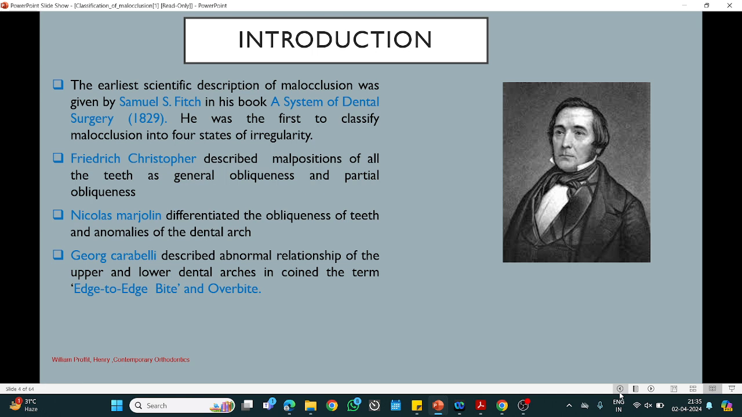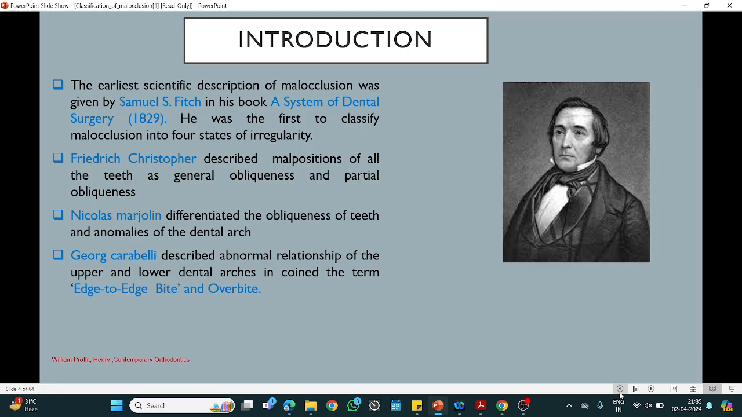Introduction. The earliest scientific description of malocclusion was given by Samuel S. Fitch in his book, A System of Dental Surgery. He was the first to classify malocclusion into four states of irregularities. Friedrich Christoph Hirsch described malpositions of all the teeth as a general obliqueness and a partial obliqueness. It is a way of him defining malocclusion.